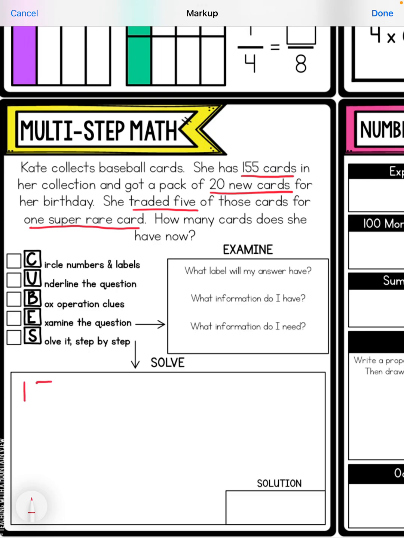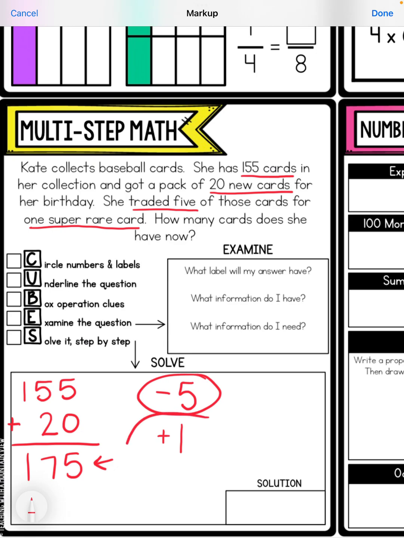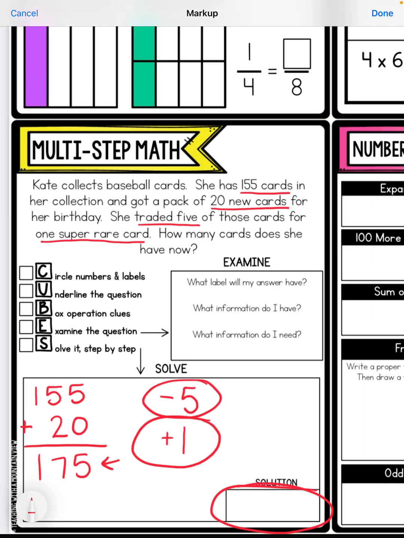So we need to take her 155 starting amount plus her 20 new cards. And then she does some trading. So she trades, she gets rid of 5, and for that minus 5, she gets 1 really rare card. So after you figure out 175, take away 5, and then add 1, and then however many cards, make sure you put a label in the solution box.